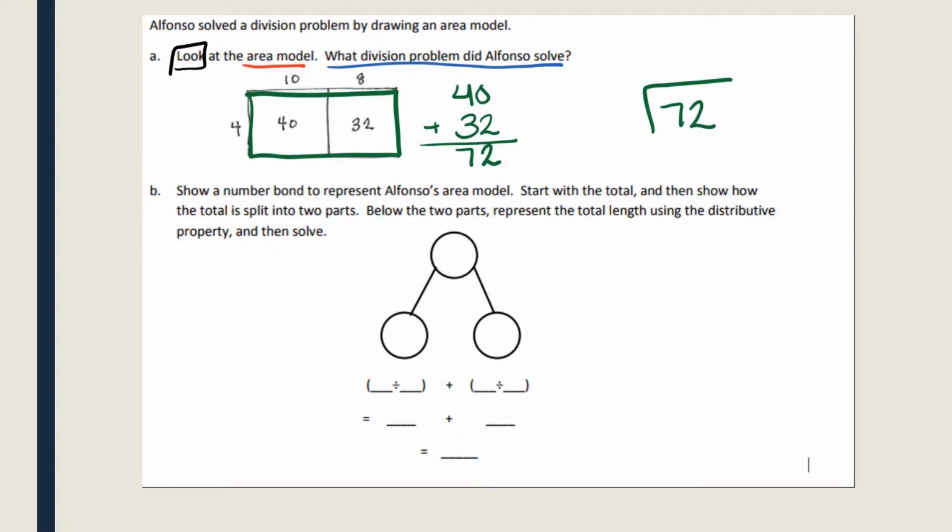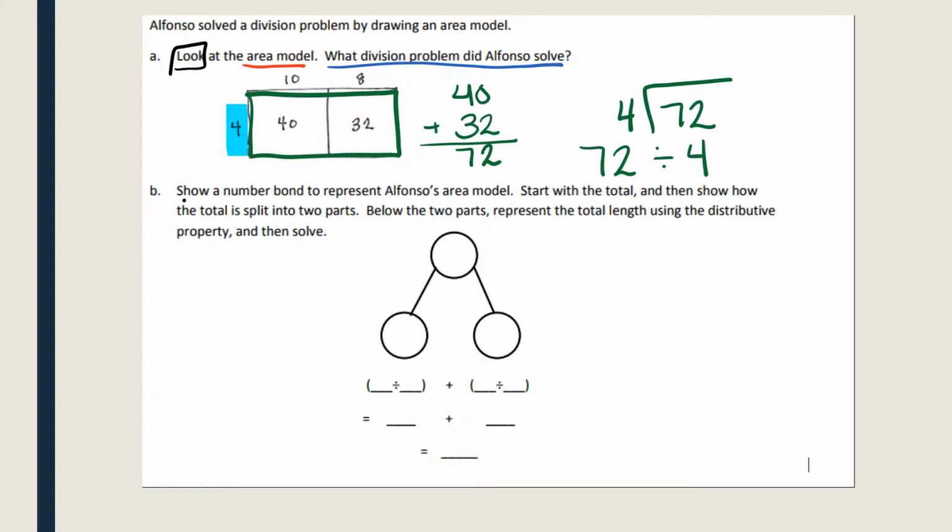Now, our divisor is always the number on the outside, even in our area model. So we know my divisor is 4. So the problem Alfonso is trying to solve is 72 divided by 4. We can also write it another way. 72 divided by 4. Either way is correct.